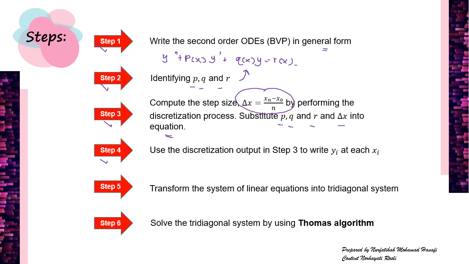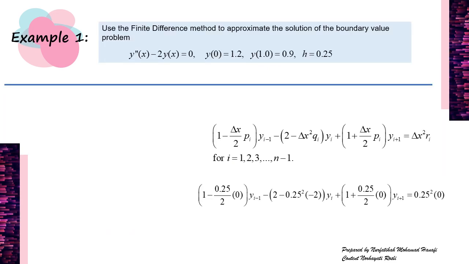Next, we use the discretization output from step number 3 to write yi at each xi. For step number 5, we transform the system of linear equations into a tridiagonal system. And lastly, we solve the tridiagonal system by using the Thomas algorithm, or you can solve by using any method that you know. Okay, for better understanding, let's try one example.